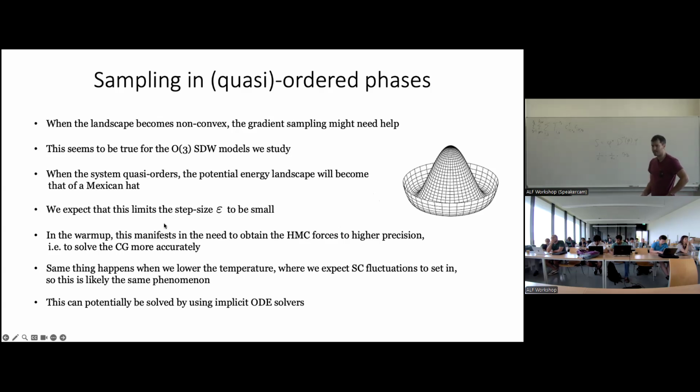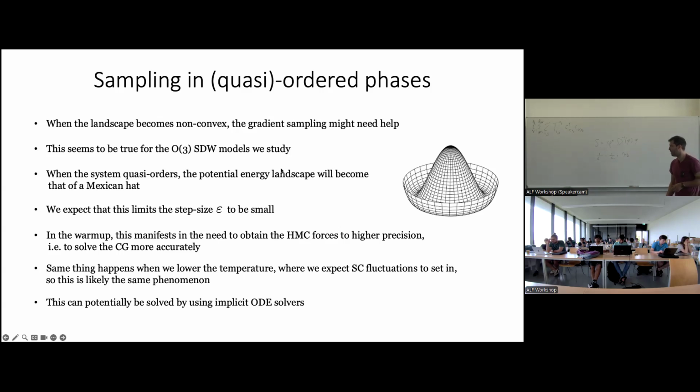And what we see in the warm-up phase is that this manifests not necessarily in epsilon shrinking, but actually in the need to obtain the hybrid Monte Carlo forces to higher precision. Or in other words, we need to solve CG, the conjugate gradient, more accurately. We need to solve this linear system of equations more accurately. So this increases the cost.